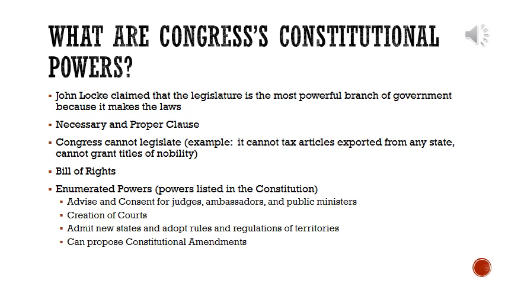Now, Congress cannot legislate some things. It cannot tax articles exported from any state and cannot grant titles of nobility. A lot of countries in the world, especially ones that are monarchies or have been monarchies, like to grant titles of nobility. We are not going to grant titles of nobility in this country. We're not going to reward people with these titles, okay, because that's seen as kind of above everybody else. Here in this country, everyone is equal when it comes to the law.